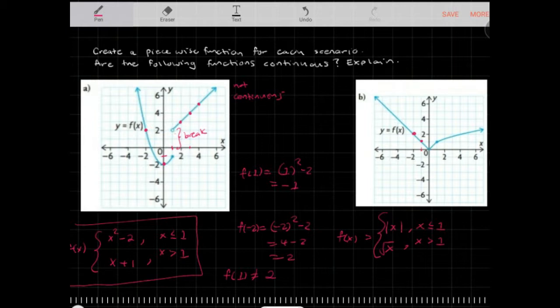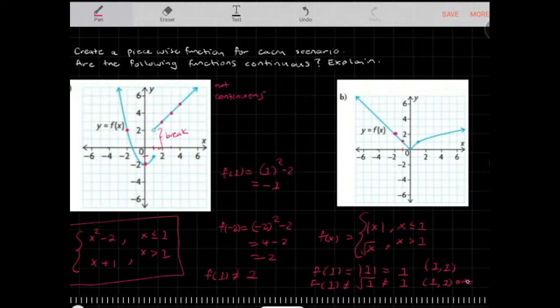You can notice here that f of 1 should be equal to the absolute value of 1. So the point 1, 1 exists, but f of 1 should not be equal to the square root of 1, which is equal to 1. So the point 1, 1 doesn't exist there. Because the point that doesn't exist is filled by the point that does exist, this is continuous. Okay, so this is continuous as a result.